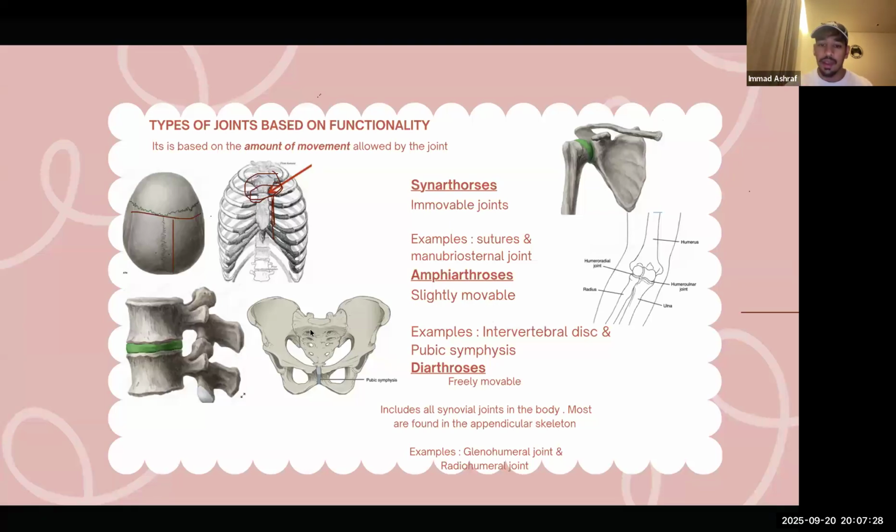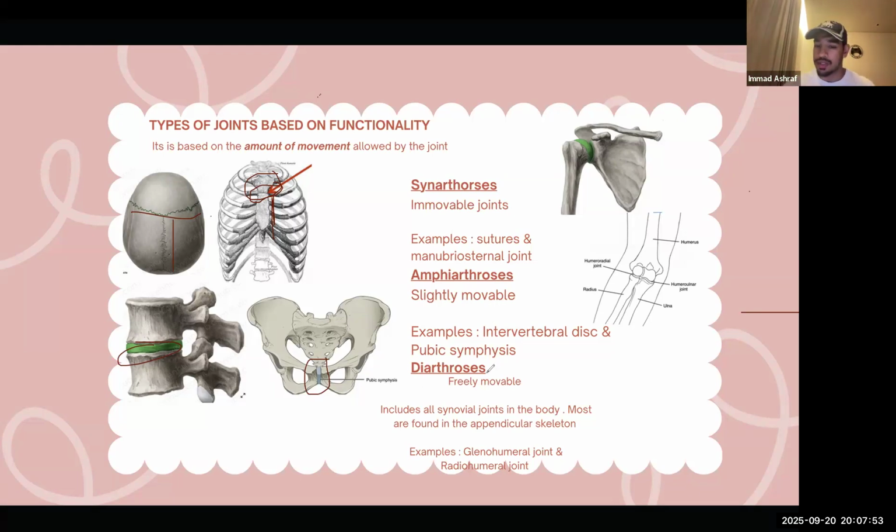It can move a little bit. And this is an IV disc. So this green thing over here, the IV disc, is an amphiarthrosis. It's between two vertebrae. And then you have the pubic symphysis, right? So there's a right hip bone and a left hip bone, and they're joined at the pubic symphysis. Now this is an amphiarthrosis. It's slightly movable, but not a lot.